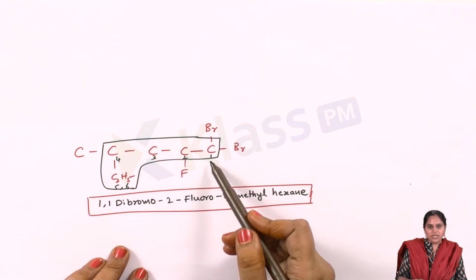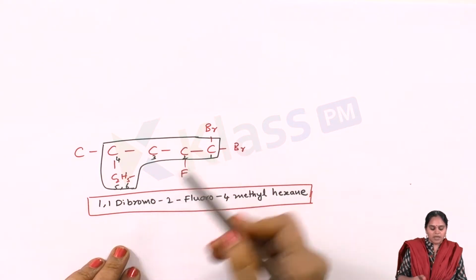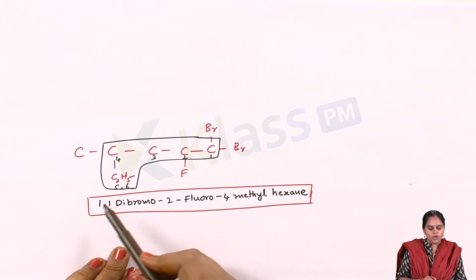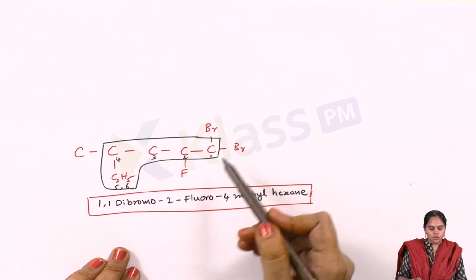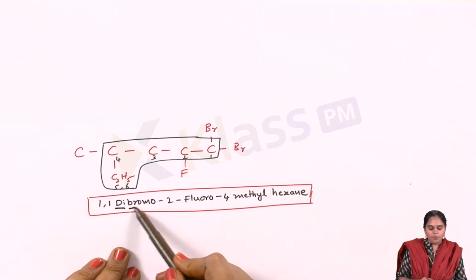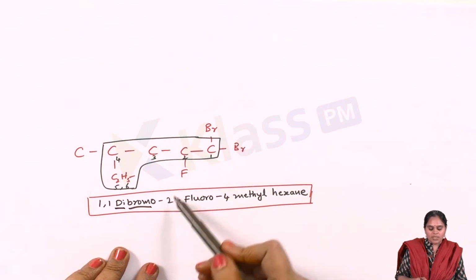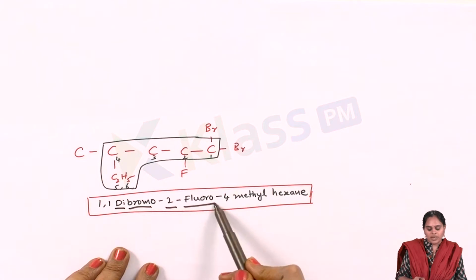So to specify that clearly, we should say where the first bromine is added and where the second bromine is added. Both are added in the first place, so you have to consider 1, 1. How many bromines are added? 2 bromines, so dibromo. And then in the second carbon, what is added? Fluorine is added.